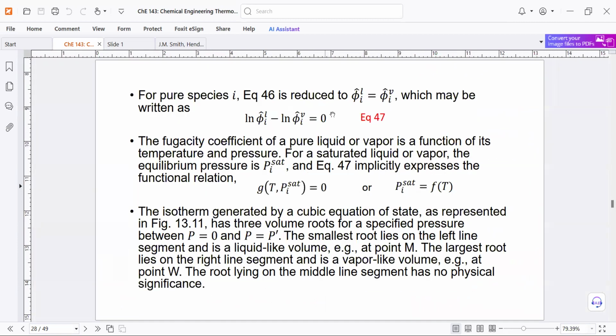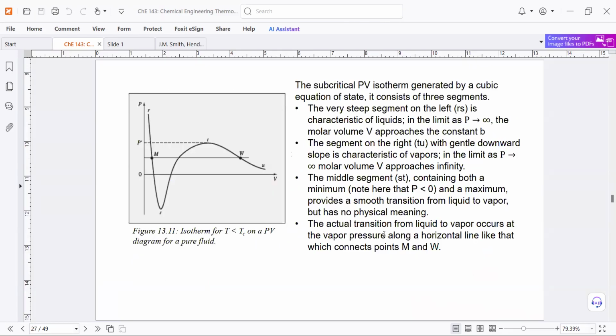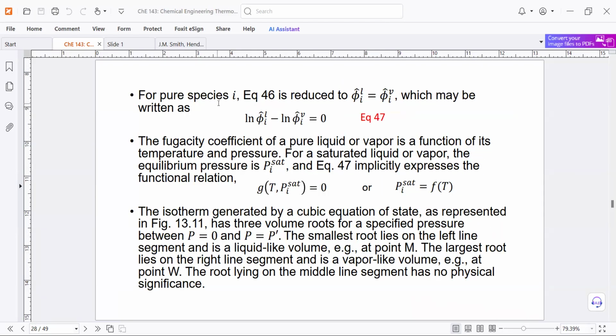Okay, next. Let us go back to our fugacity coefficient equation, equation 46. If it's a pure species, then x sub i will equal y sub i. And therefore, this would be true: the fugacity coefficient in solution in the liquid phase of that species would be equal to its fugacity coefficient in solution in the vapor phase.